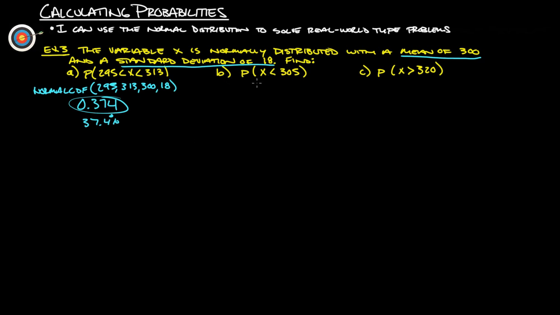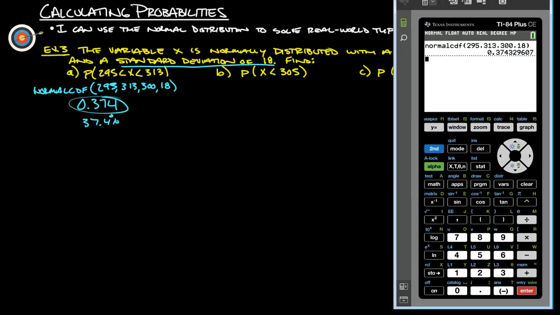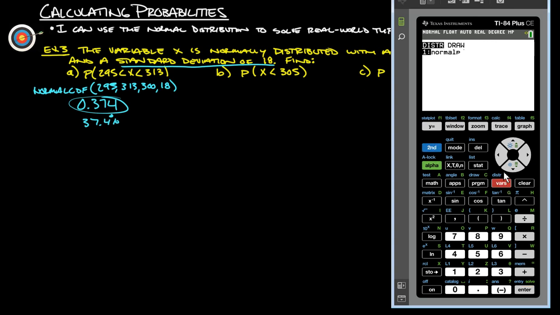Okay, so we do the same idea here with these two as well. So let's bring our calculator back up, and we're going to do second variables distribution. We're going to go back into normal CDF, and now it's going to have all the data that we just entered in there. So now we're going to change it. Now this says x is less than 305, so we want that to go all the way down to 0. So I'm just going to put lower bound is 0, upper bound is 305. And the good news is the mean is still 300 and the standard deviation is still 18.